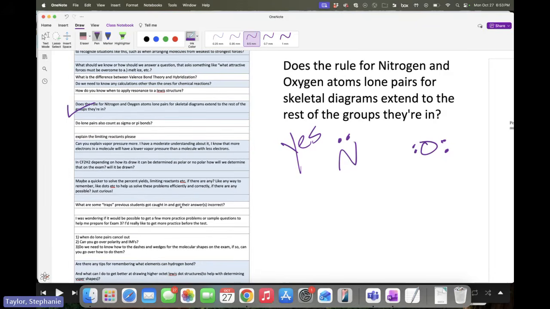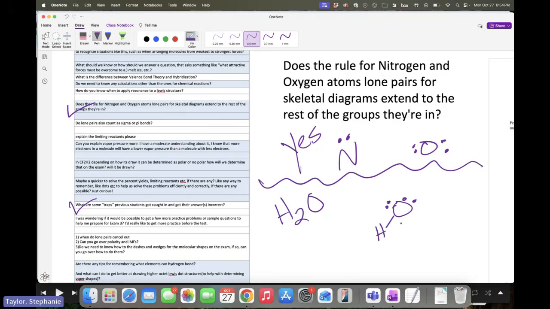One of the questions I got asked was, what are some traps previous students got caught in and got their answers incorrect? I've been trying to do that as we go along, but I will mention one other trap that does happen. This is a molecular geometry trap. Here's water. And when we draw water, the molecular geometry should look something like this.